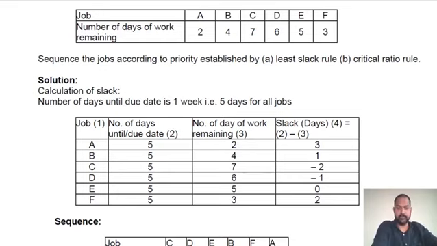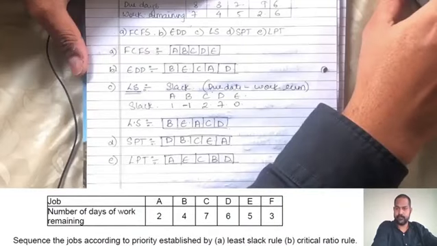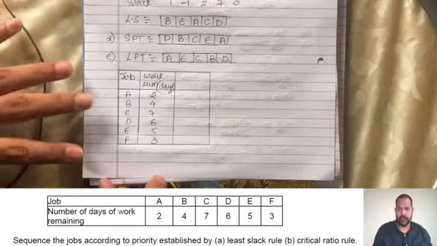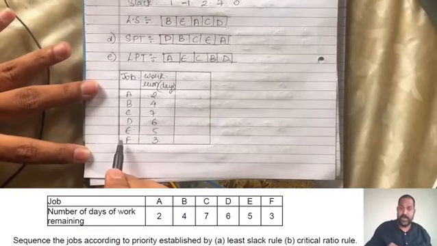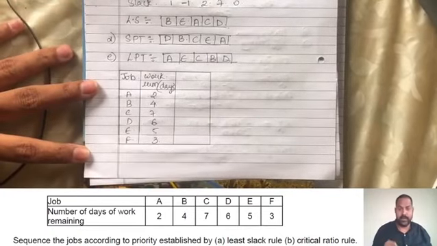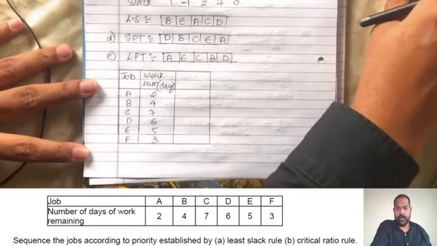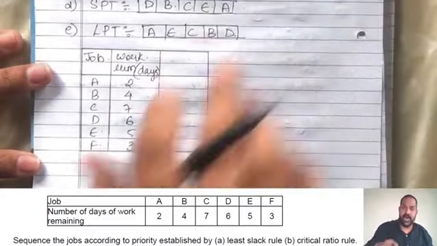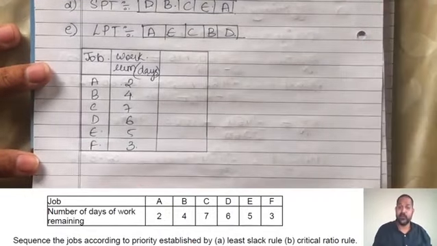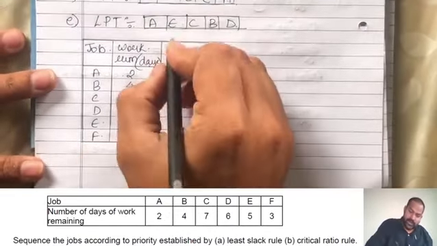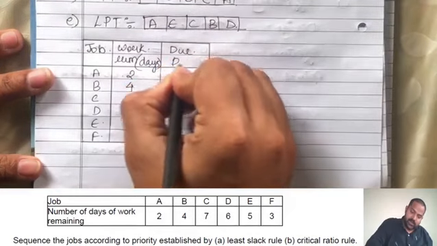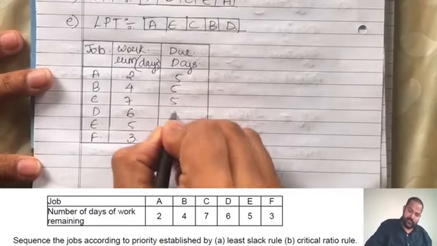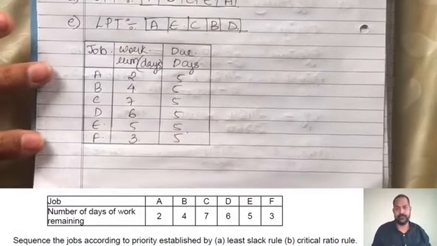Okay. So this is the question. The question is jobs A to F and the work remaining. Okay. What else? Well, I know that all the jobs are due in the next 5 days. So due days for everyone is 5, 5, 5, 5, 5 and 5.